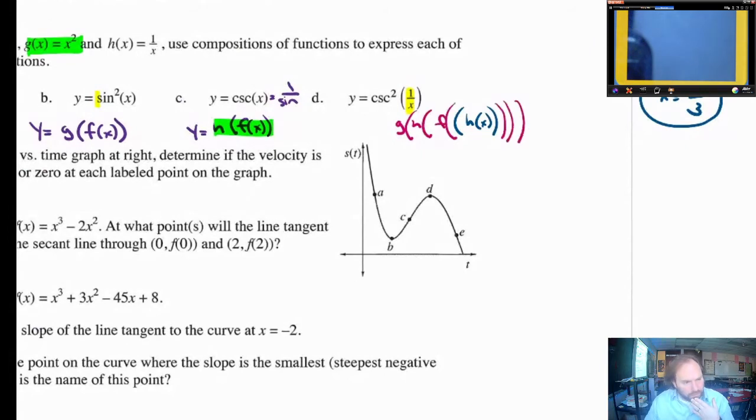I think that will do it. G of h of f of h of x. I think that's going to happen because now the 1 over x is the most inside part. The f of x would be the sine, which is then going to be put underneath 1 in the h of x, and the whole thing is going to be squared. I think that will do it. That's a tricky question.